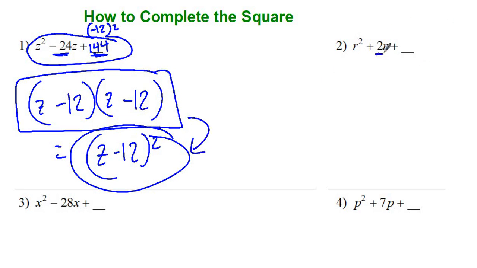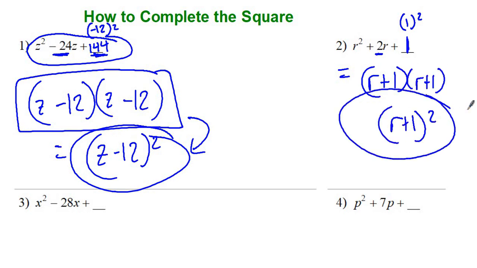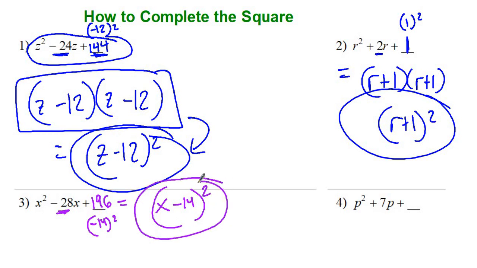Same idea right here. Let's take half of that number, which is 1, and then we'll square it to get 1. So this would now factor to r plus 1 times r plus 1, or a faster way to write that is r plus 1, the whole thing squared. Okay, try these other two, pause it and see if you can do them, and then press play for the answer. Alright, so right here we're going to take half of negative 28, which is negative 14, and we'll square negative 14 to get positive 196. Okay, this will then factor to x minus 14 times itself, or another way of saying that is x minus 14 squared.